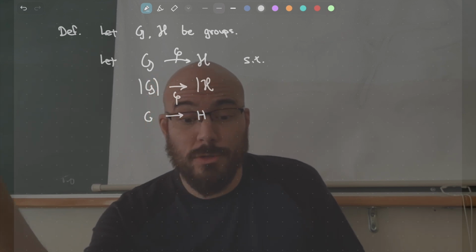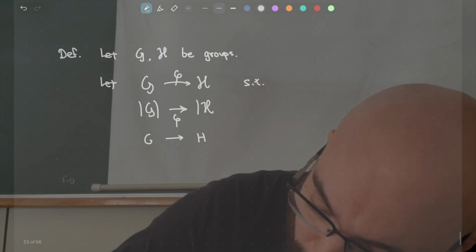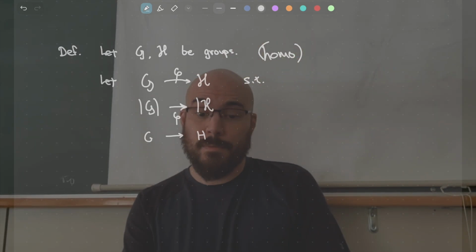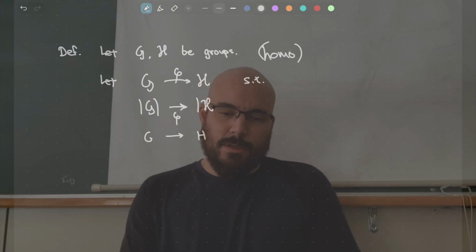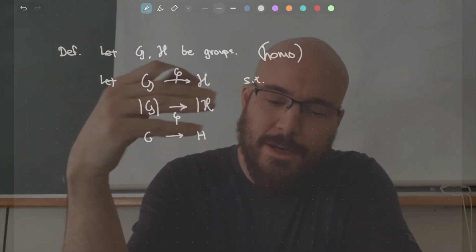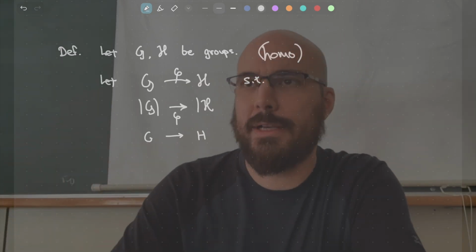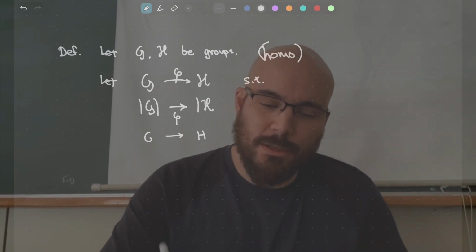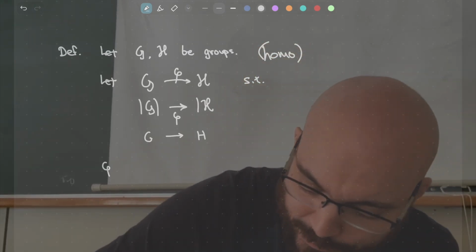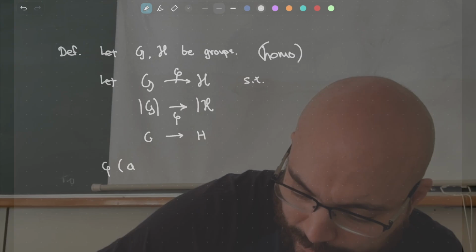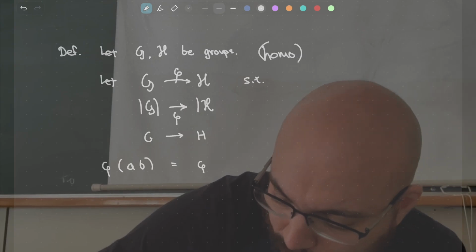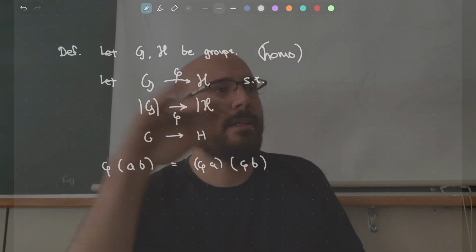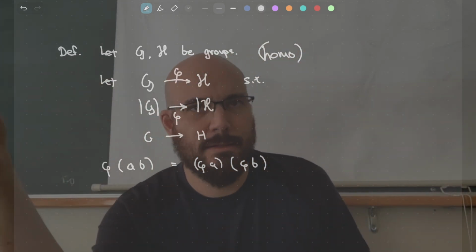It's a homomorphism. We say that it respects the operation, the heart of the group, okay? So if I translate it, phi of AB is equal to phi of A times phi of B. And that's it.